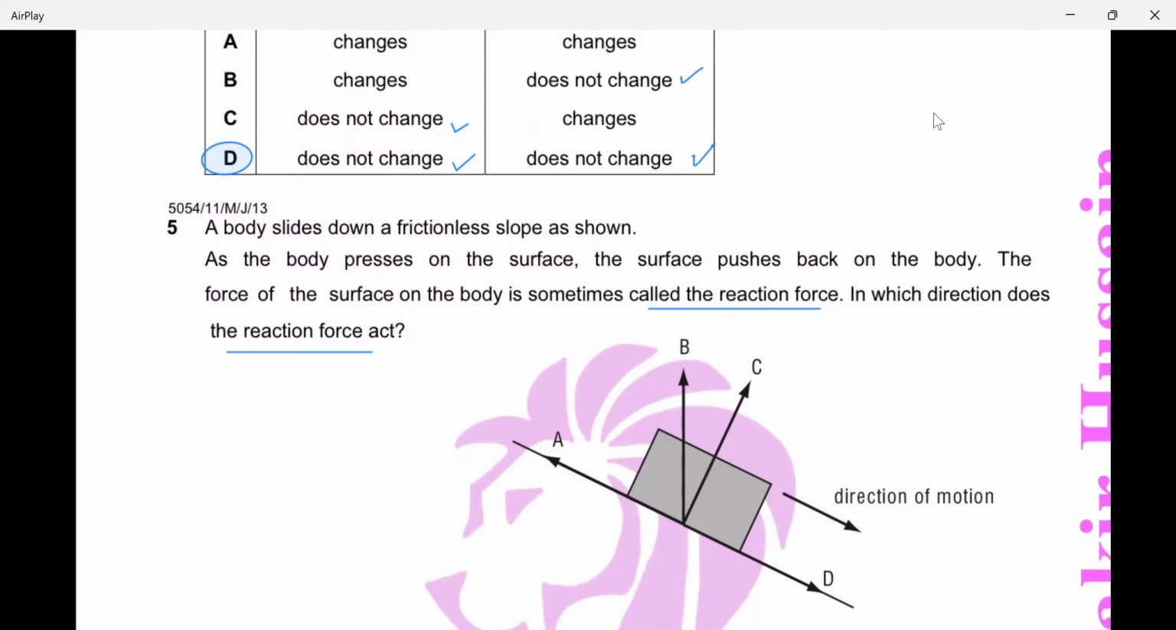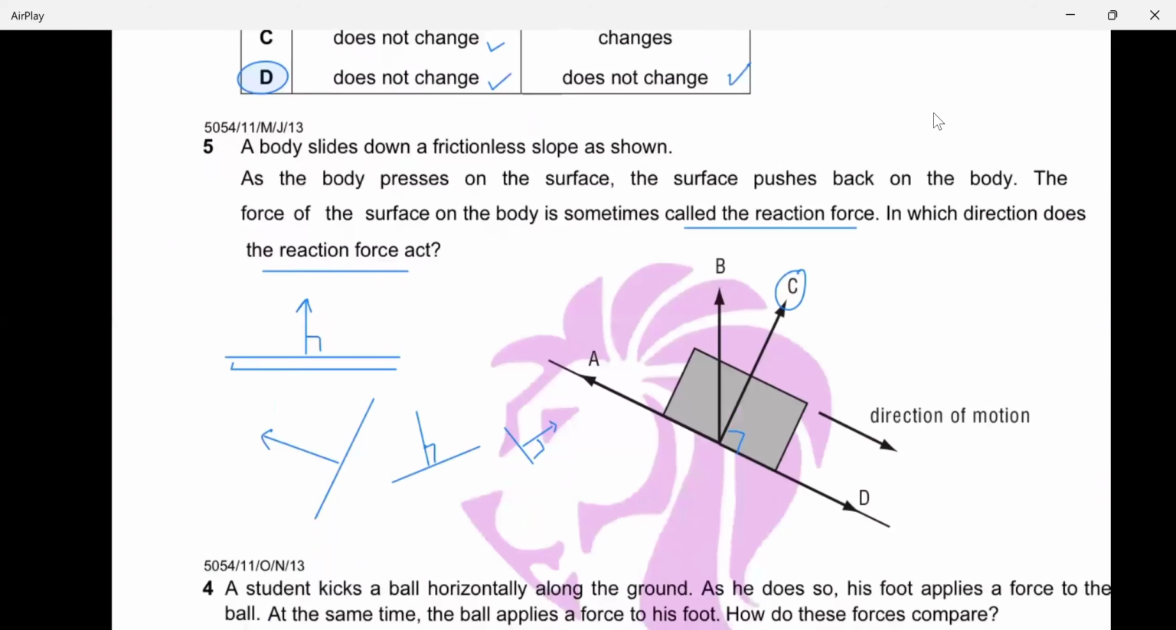I told you हमेशा reaction force surface के साथ 90 degree पे होती है. If this is your surface, then the reaction force should be acting 90 degrees to the surface. So it's C. Very good. If this is the surface, then the reaction force should be acting like that, 90 degree to the surface. So C is the answer.